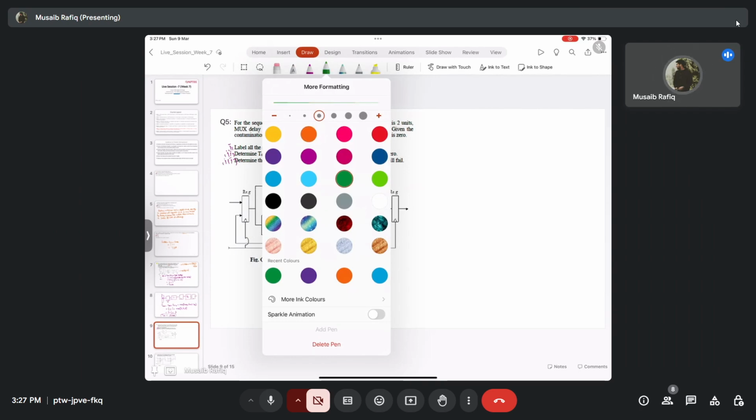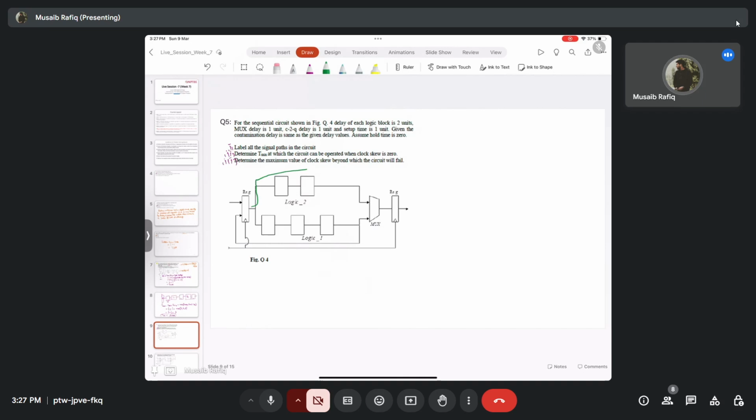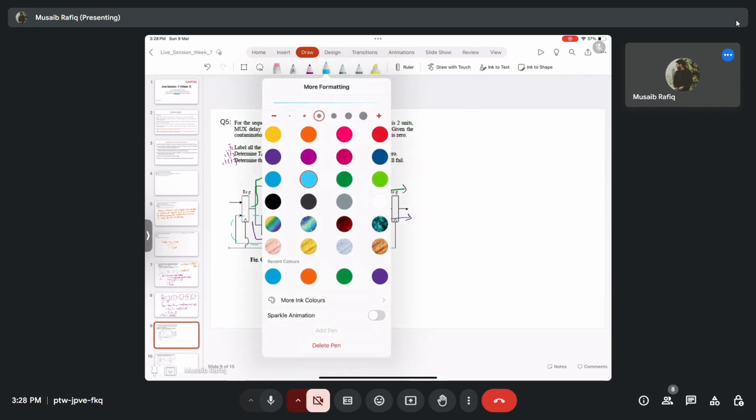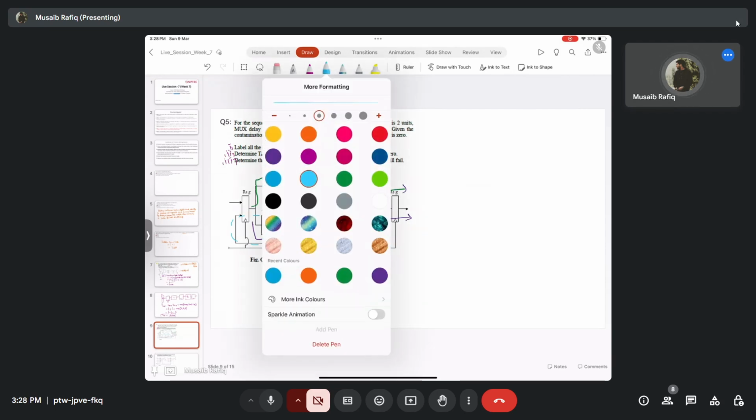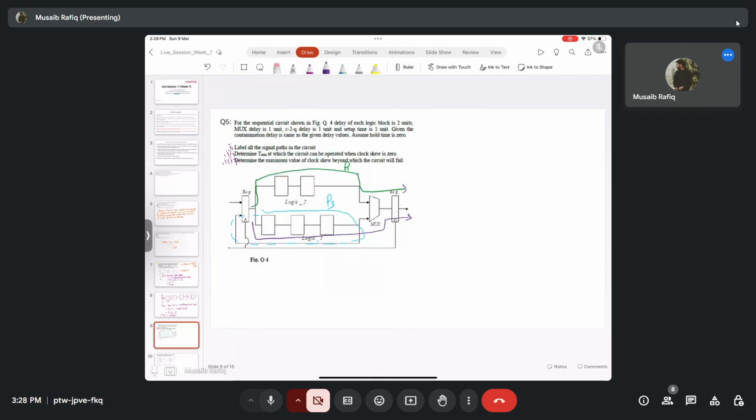The first path is simply like this, through the register, through the logic block, then the mux and the output. The second one is this path, and the third one, which we call a feedback path, is like this. So let's label this one as P1, this as P3, and this one as P2.